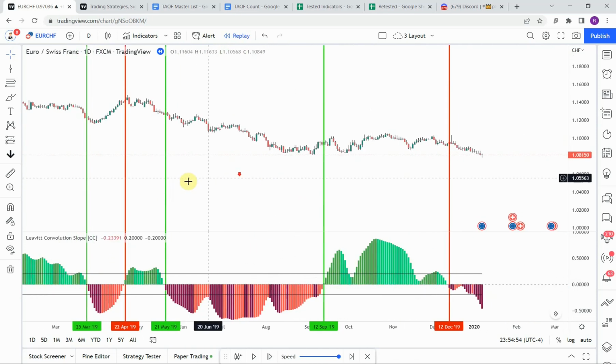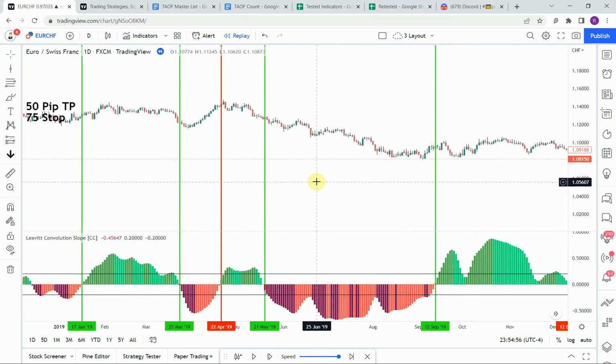I highly recommend that you play around with it as well and see what you might be able to get out of it. But for now, it's definitely going to go on the yes list, and we will move on to the next indicator from here.